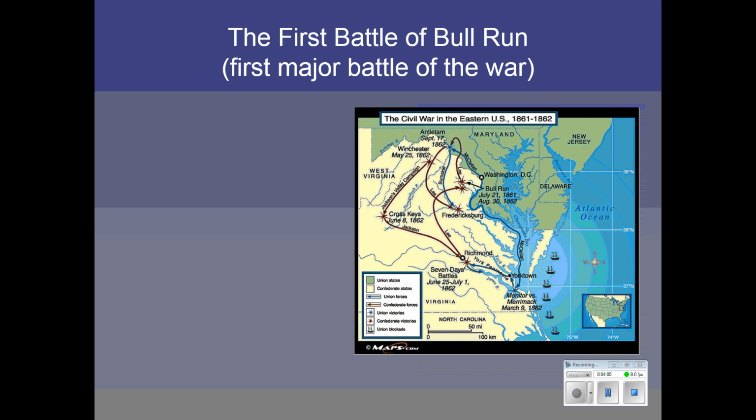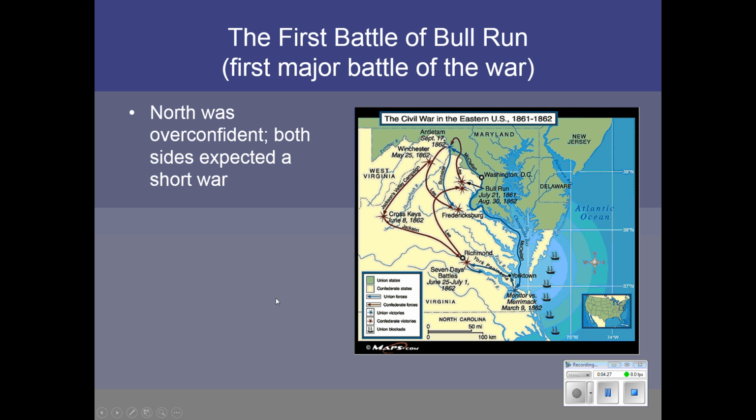Now, the first major battle of the war was fought only about 20 or 25 miles from Washington, D.C., from the nation's capital, near the town of Manassas, at the creek called Bull Run.